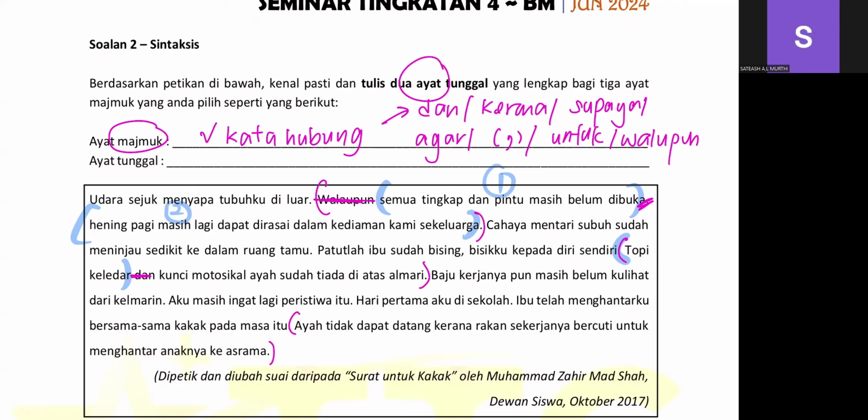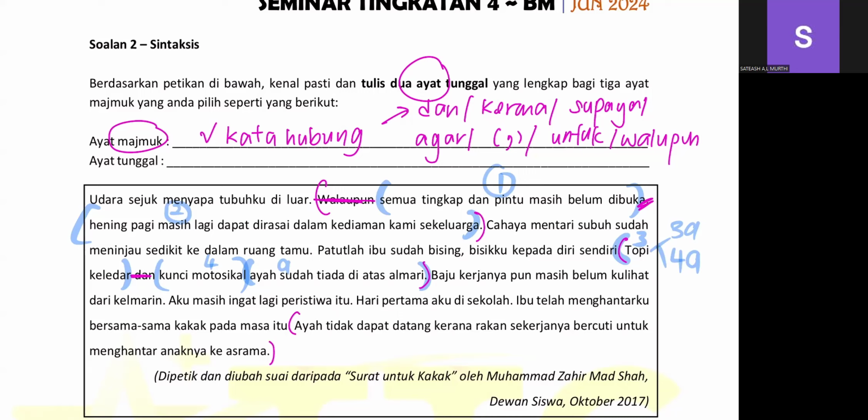So it is topi keledah ayah sudah tiada di atas almari. And then the next one is kunci motosikal ayah sudah tiada di atas almari. So this becomes 3 and 4. You know, next. So 3A and 4A. I need to repeat for ayah for kunci motosikal ayah sudah tiada di atas almari because both items belong to ayah. So I need to start with ayah. Sudah tiada, already gone, di atas almari.